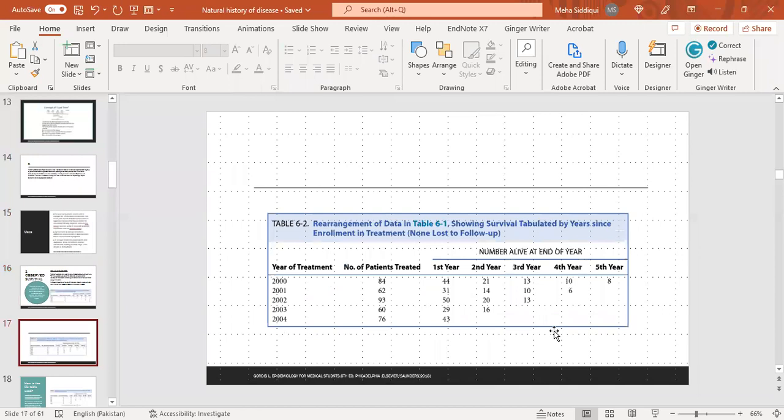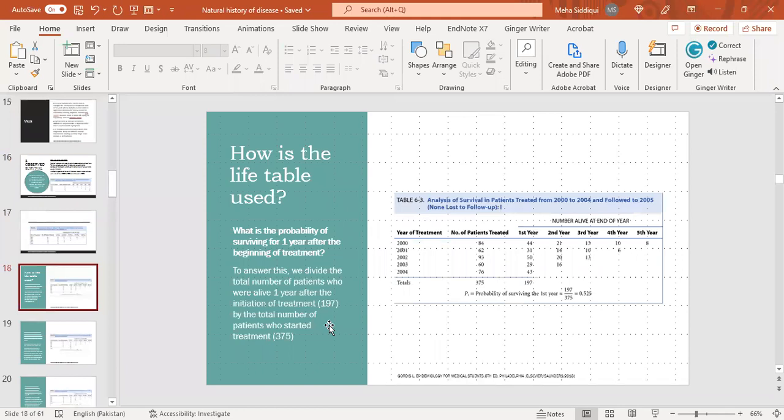So this is the rearrangement of data showing survival tabulated by years since enrollment in treatment, and there is no loss to follow up. For example, in 2000, 84 patients were treated, out of which 44 were alive at the end of the first year, 21 at the end of the second year, 13 at the end of the third year, and so on. However, the patients who were treated in 2001 numbered 62, and we would have their data for 4 years, but not for the 5th year. And so on with 2002, 2003, and 2004.